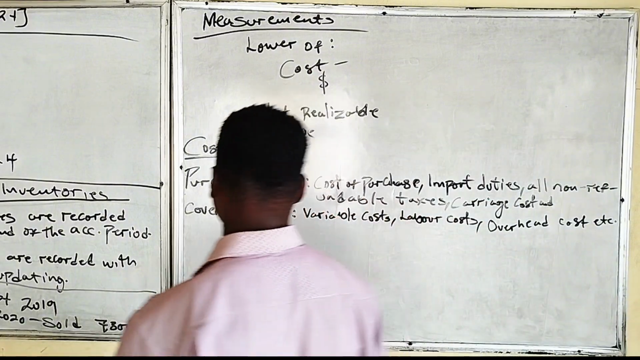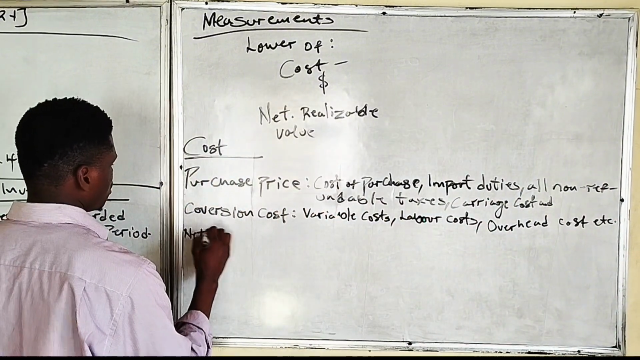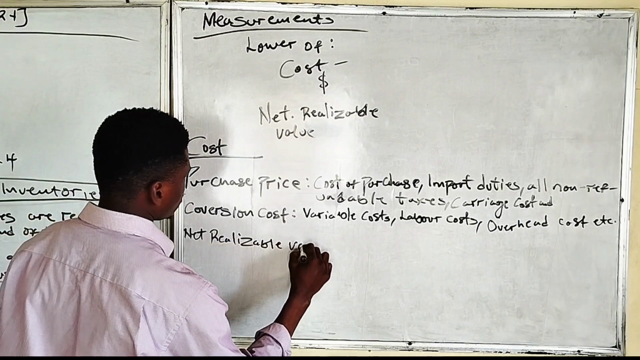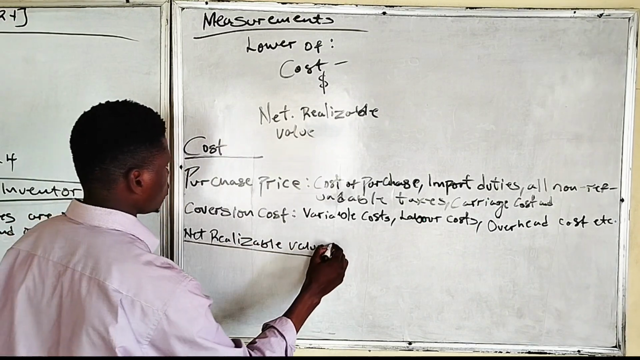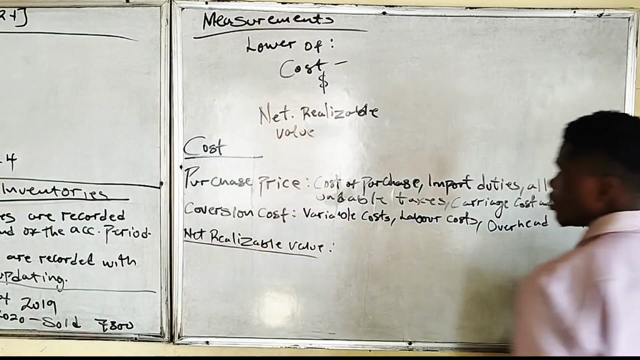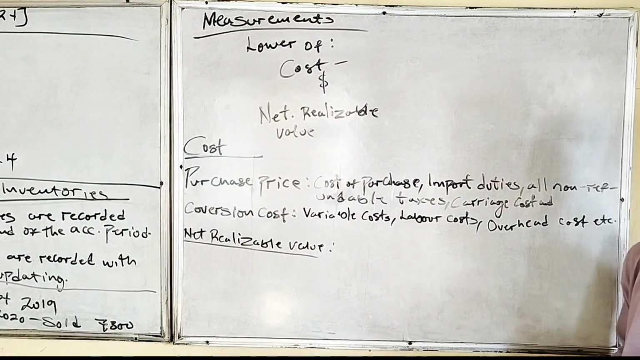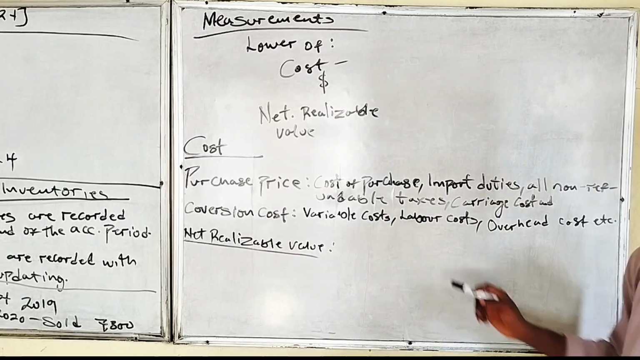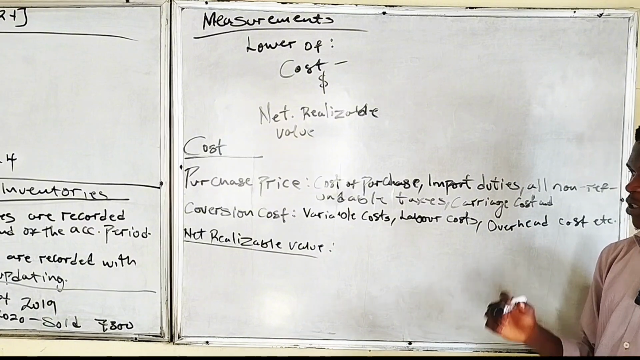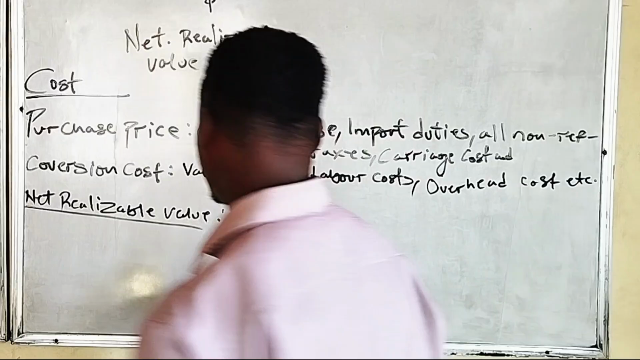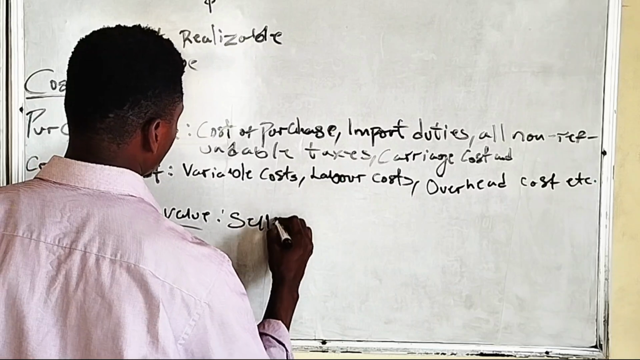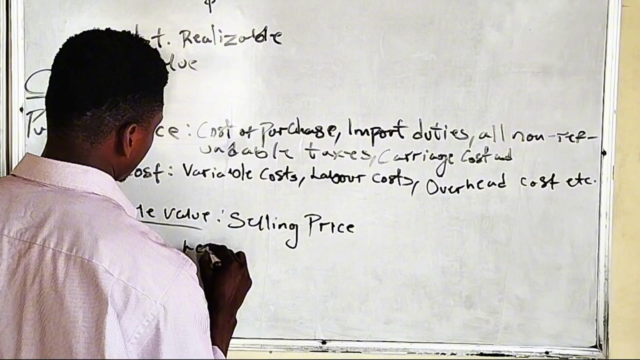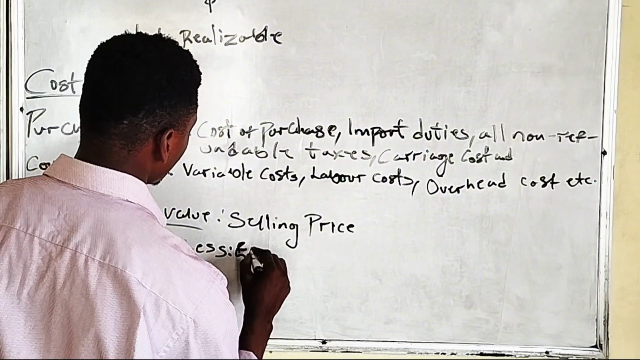Then for net realizable value. Net realizable value is the net amount that may be obtained from selling an inventory. It's just as simple as that. Net realizable value is termed as the selling price less the estimated cost to sell.